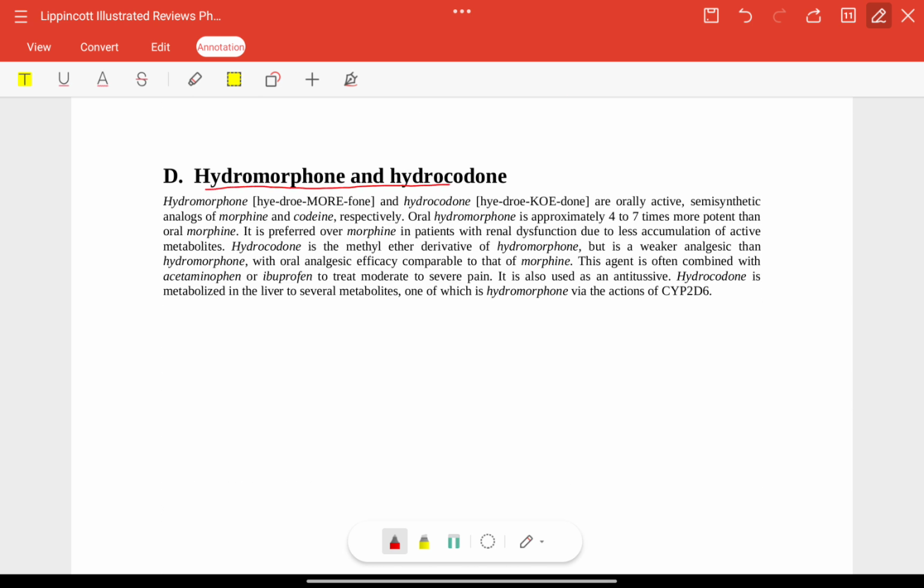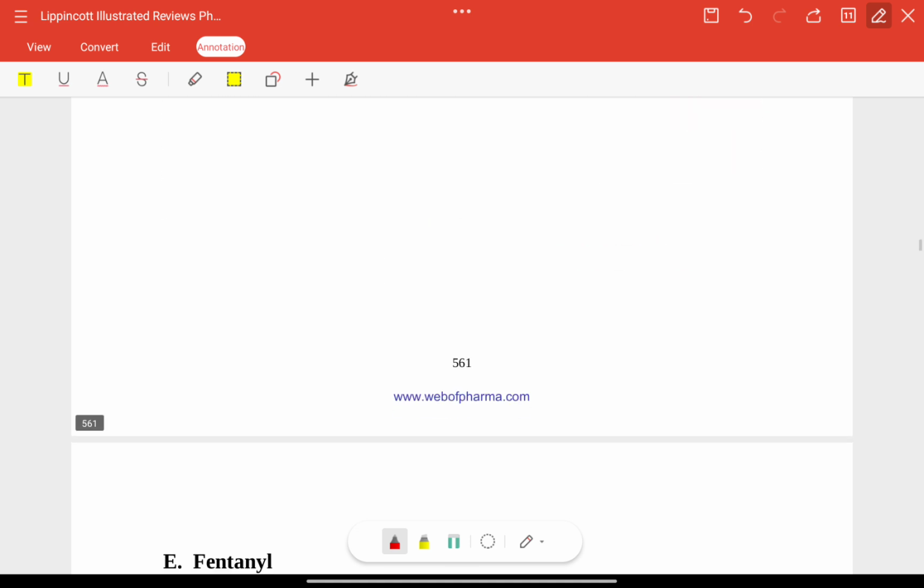Now hydromorphone and hydrocodone, orally active semi-synthetic analogs of morphine and codeine. Oral hydromorphone is 4 to 7 times more potent than morphine. Hydrocodone is the methyl ether derivative of hydromorphone but is a weaker analgesic than hydromorphone. Hydrocodone is metabolized by the action of CYP2D6.